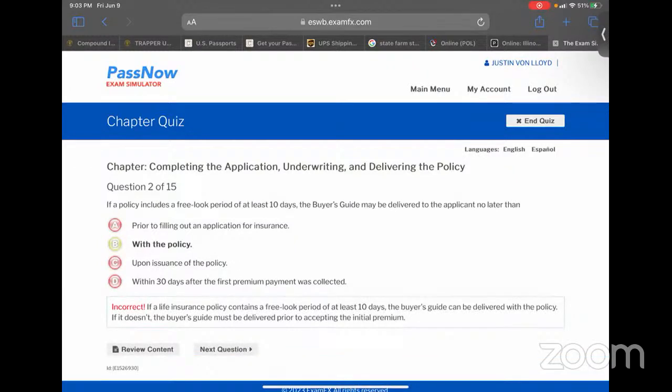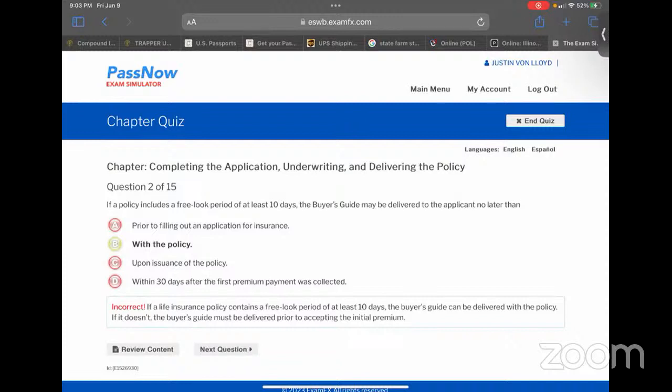Yeah, I'm going with B, with the policy. So if a life insurance policy contains a free look period of at least 10 days, the buyer's guide can be delivered with the policy. If it doesn't, the buyer's guide must be delivered prior to accepting the initial premium. So it really depends on if the policy has a free look period of at least 10 days. B, with the policy. Okay.